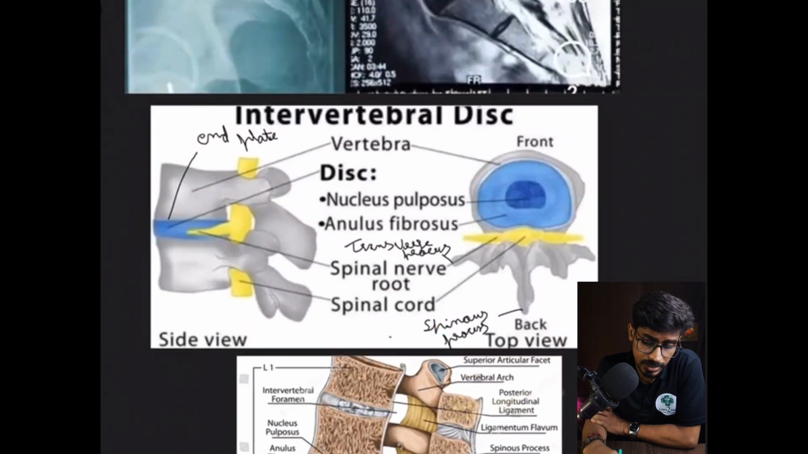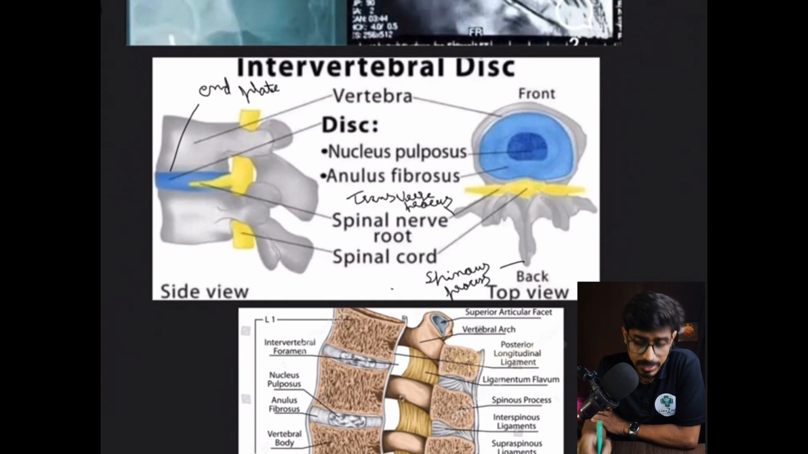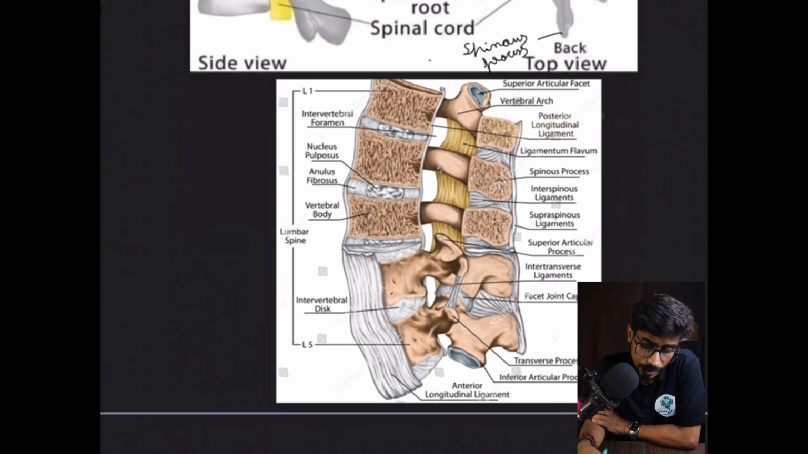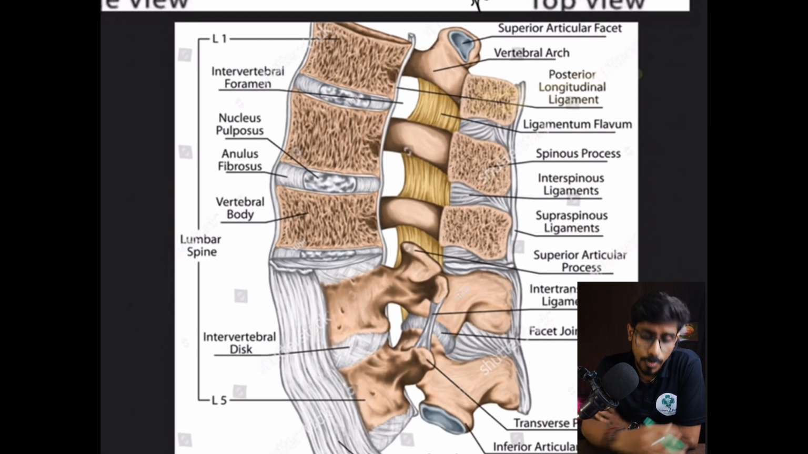So this is one of the basic things. And when you're talking about the disc, the central one is known as the nucleus pulposus, and the structure covering this nucleus pulposus is known as the annulus fibrosus, and this yellow one is the nerve root passing from the spinal canal and coming out, supplying the respective muscles.